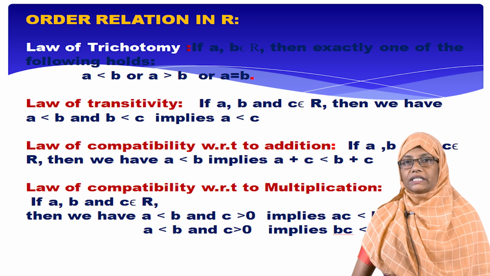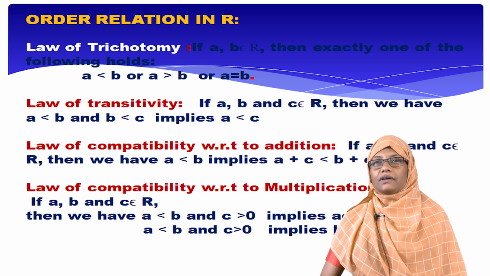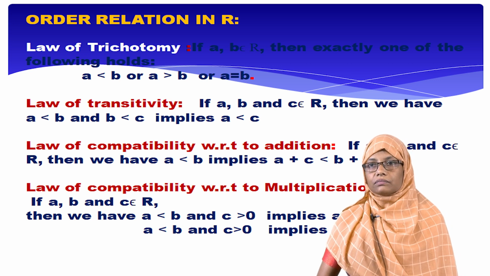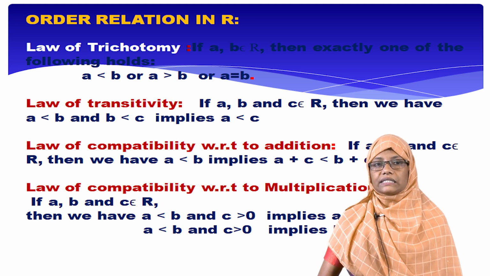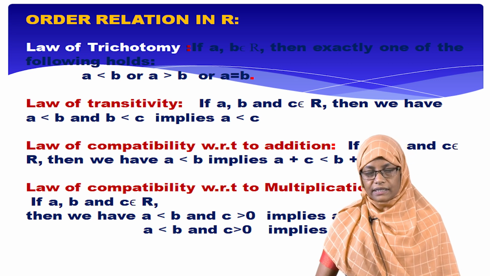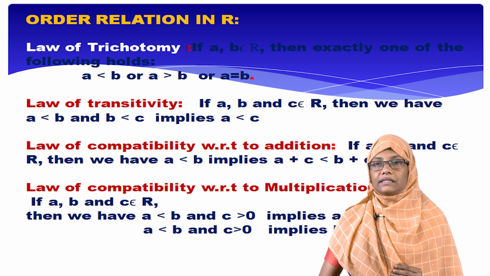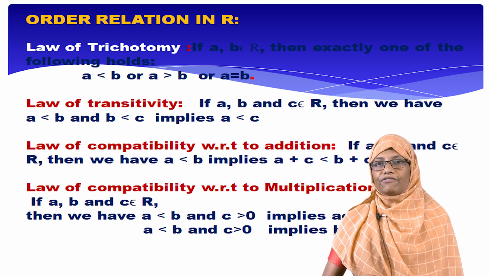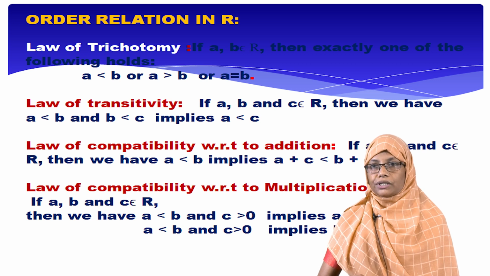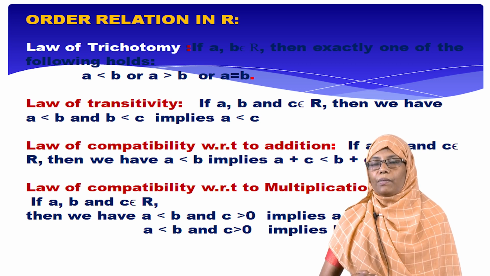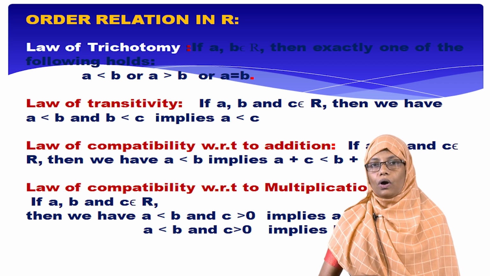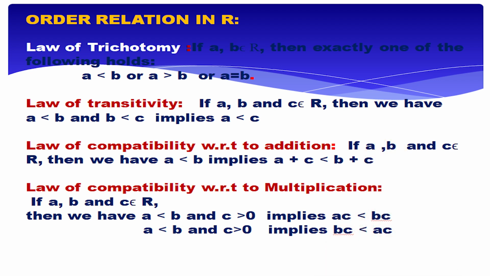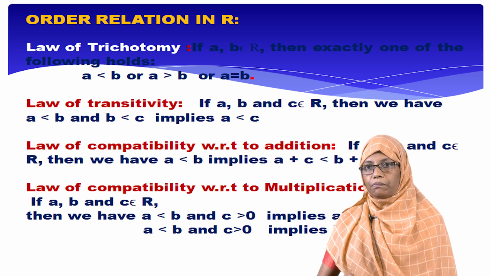The next relation is law of transitivity. If a, b and c belong to R, then a is less than b and b is less than c implies a is less than c. The next relation is law of compatibility with respect to addition. If a, b and c belong to R, then a is less than b implies a plus c is less than b plus c.